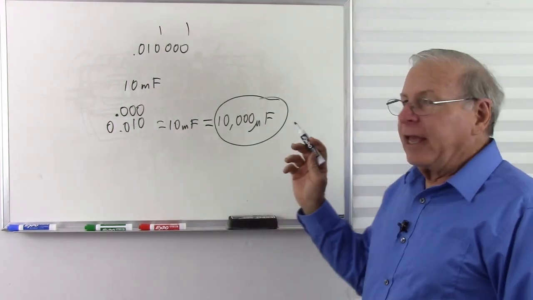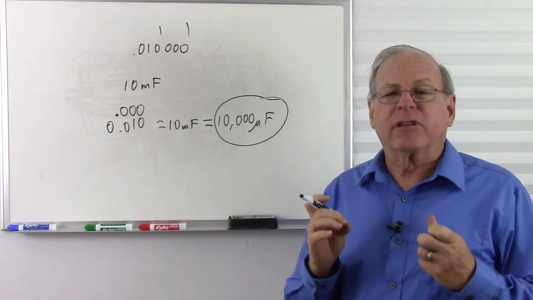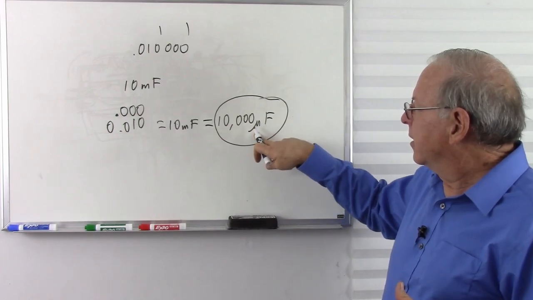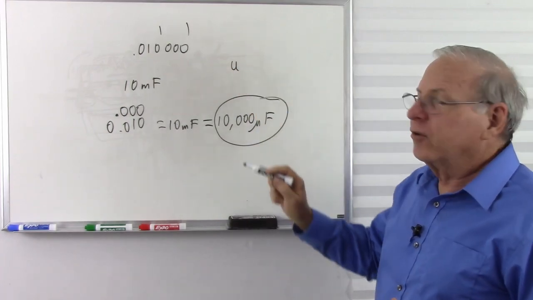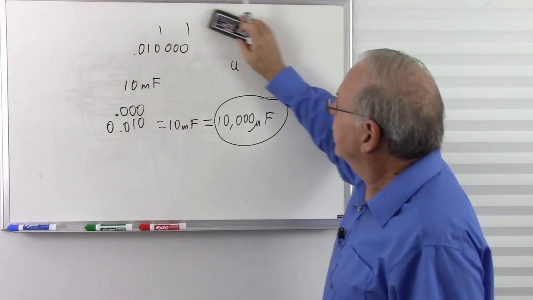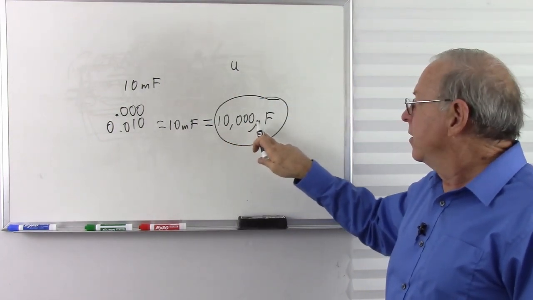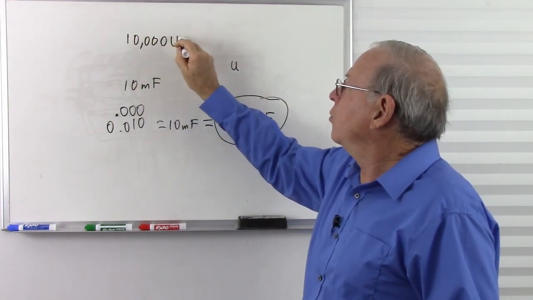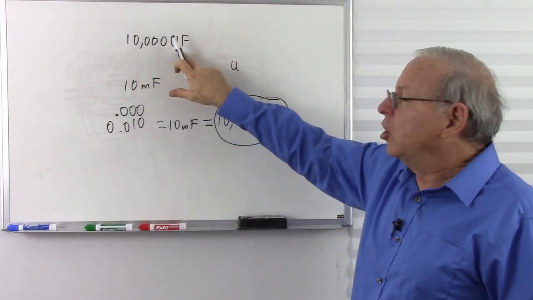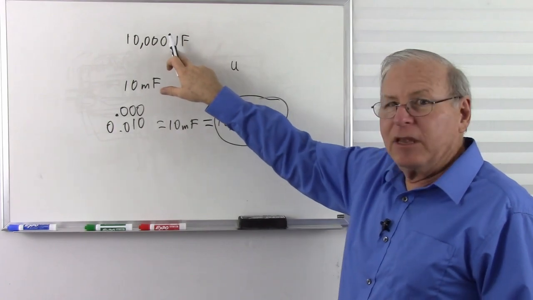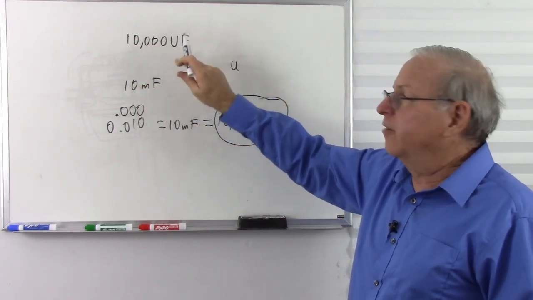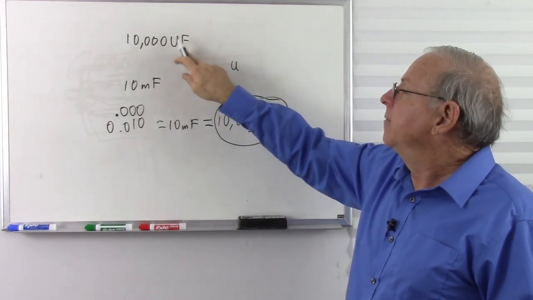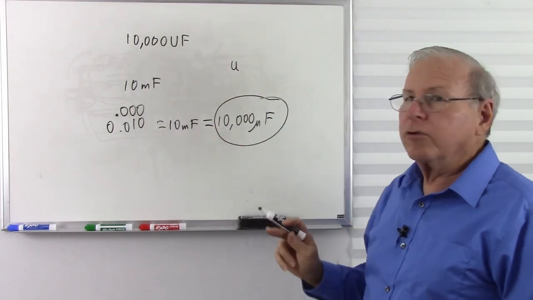Another thing that's very common is the fact that a lot of companies' labeling machines can't handle the Greek alphabet. So what's the closest Latin letter to the Greek letter mu? That would be the letter U. So a lot of times instead of 10,000 mu farads, you might see 10,000 U farads. So a 10,000 UF capacitor, that U means micro, so that's a 10,000 microfarad capacitor. Sometimes that might be lowercase, as often as not it's uppercase. So they use the Latin letter U instead of the Greek letter mu to represent micro.